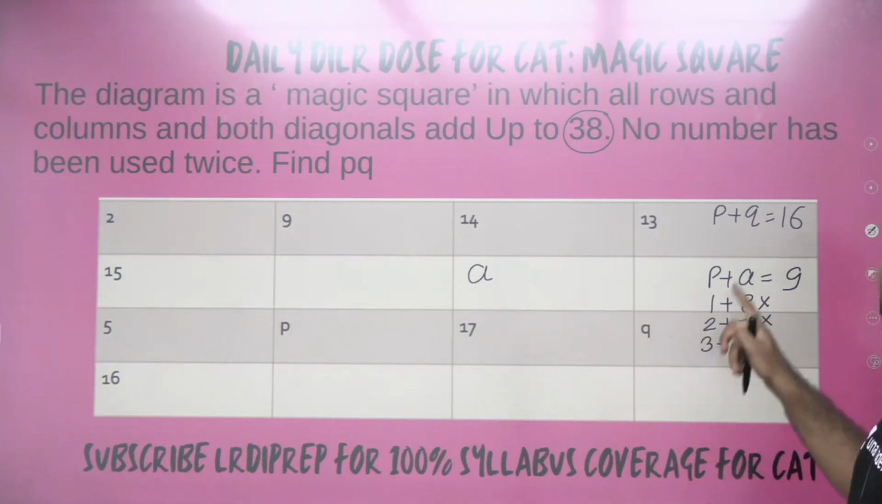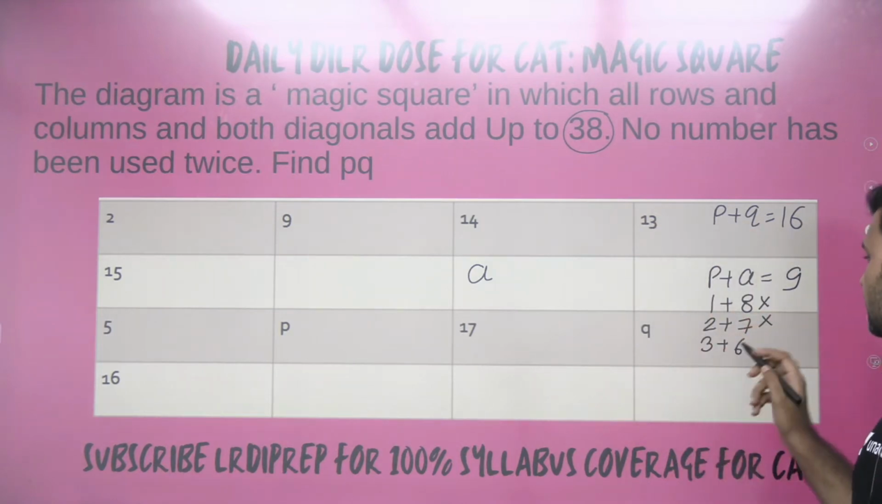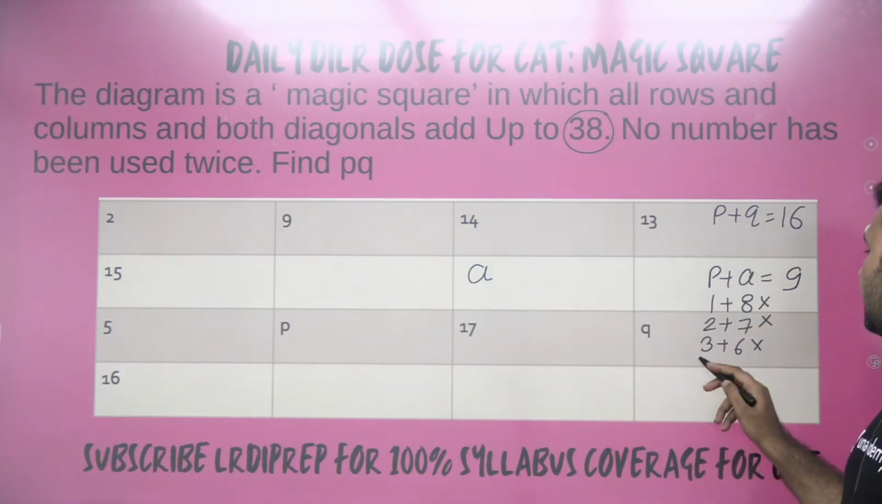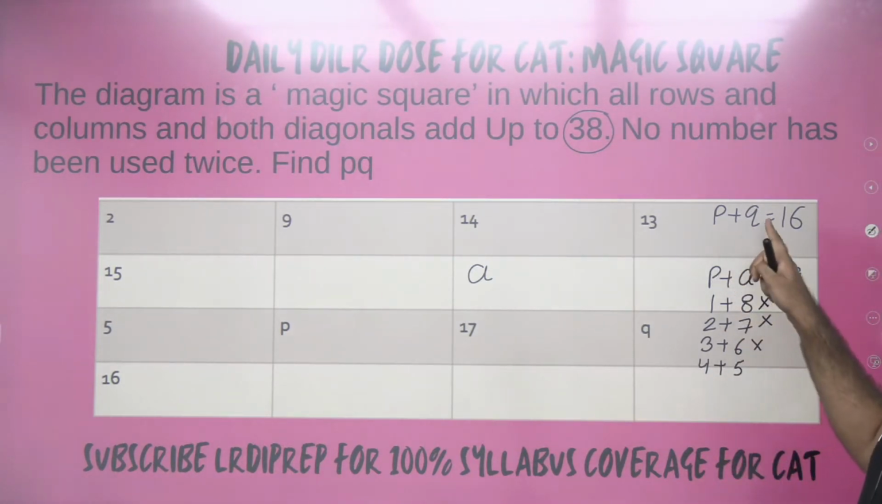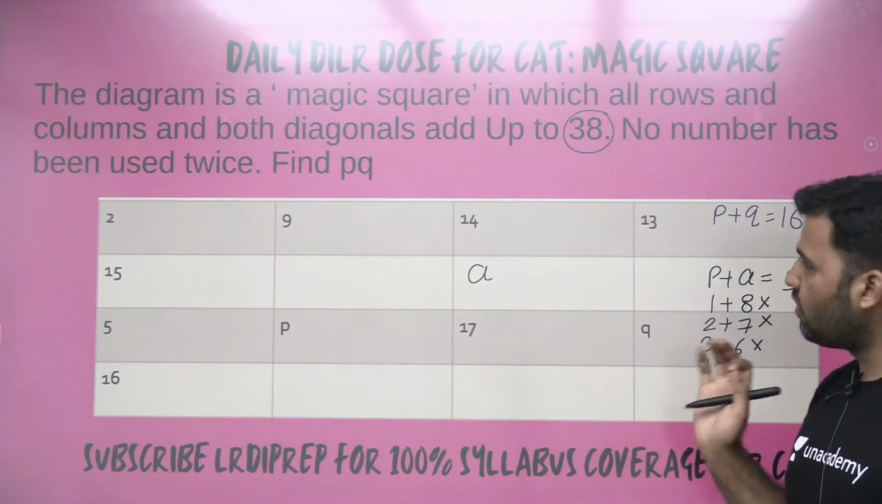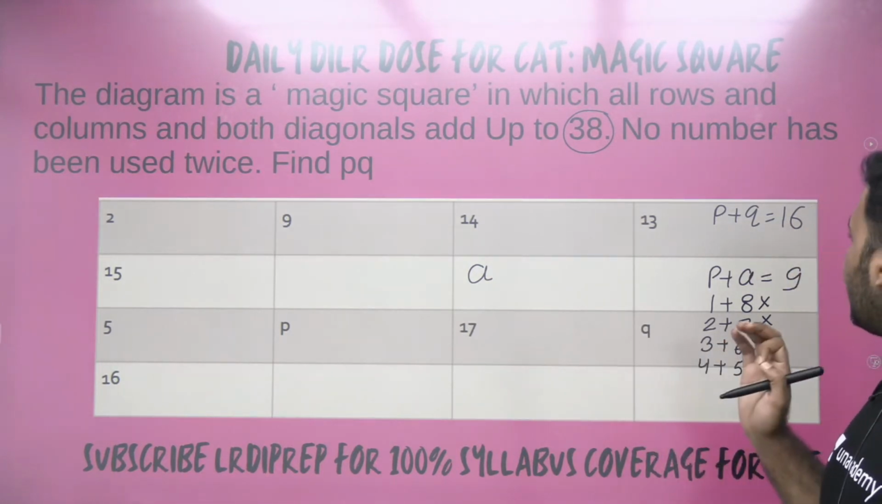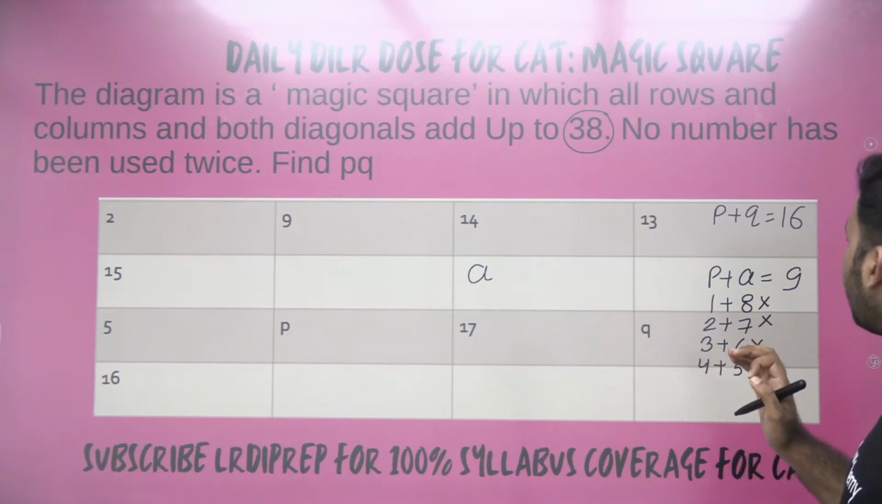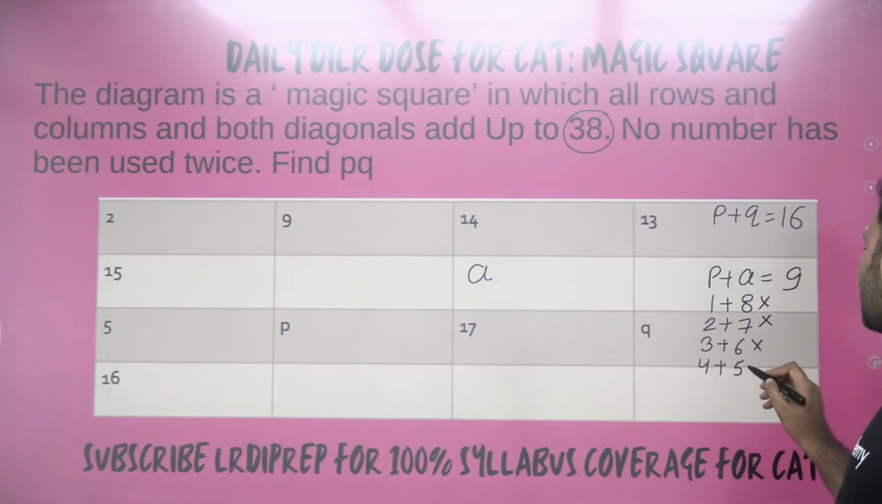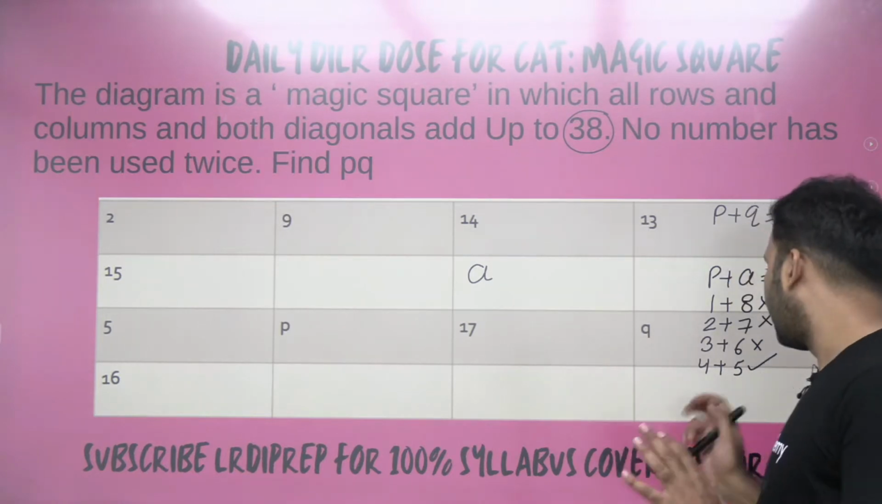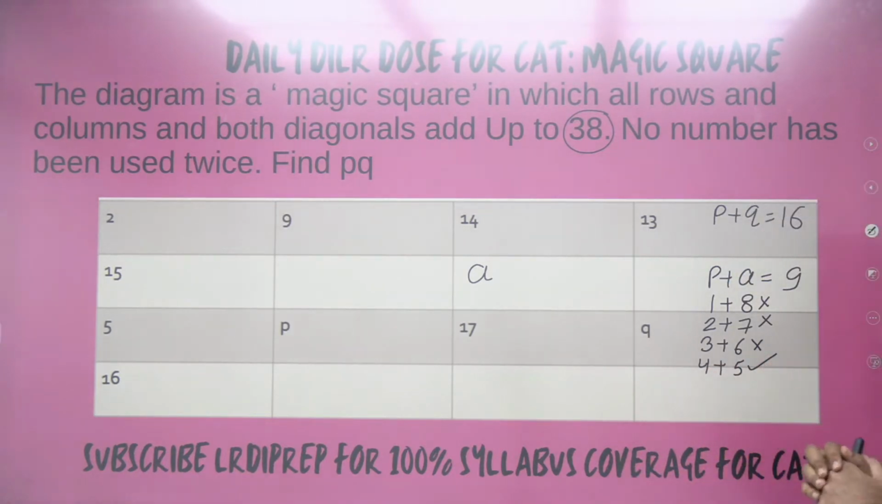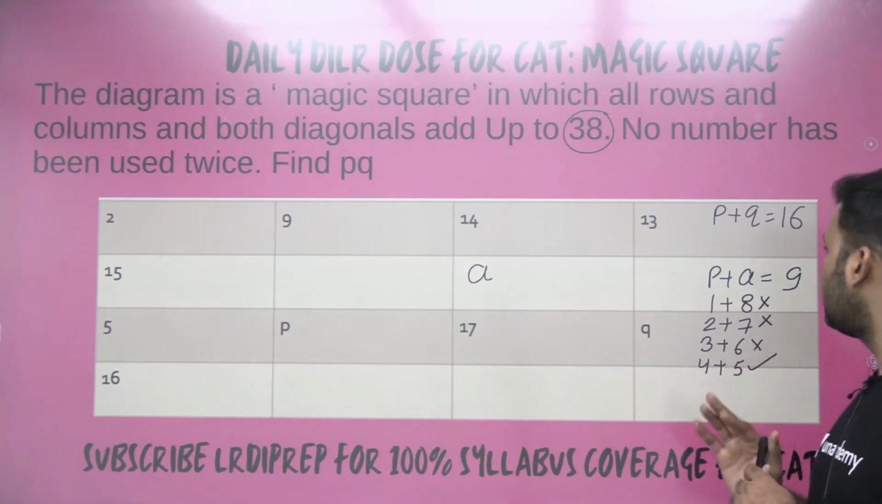If I take P as 3, in that case Q will be 13 and 13 has already been used, so this is also eliminated. If I take P as 4, in that case A has to be 5. Now if I take P as 4, Q will be 12. Okay, 4 has not been used yet and Q as 12 has also not been used yet. So there's a possible combination. This might work, but we do not know that yet.